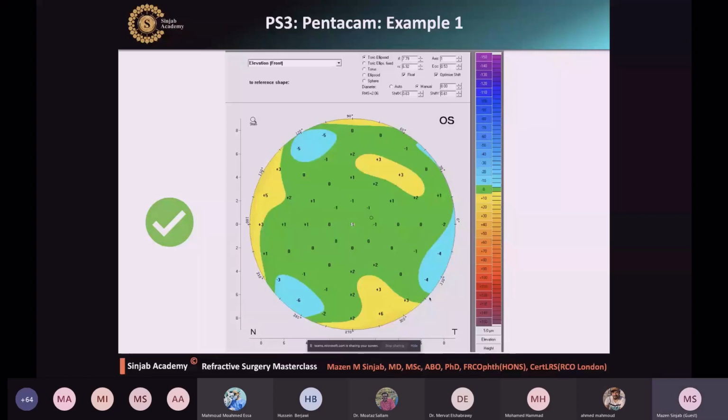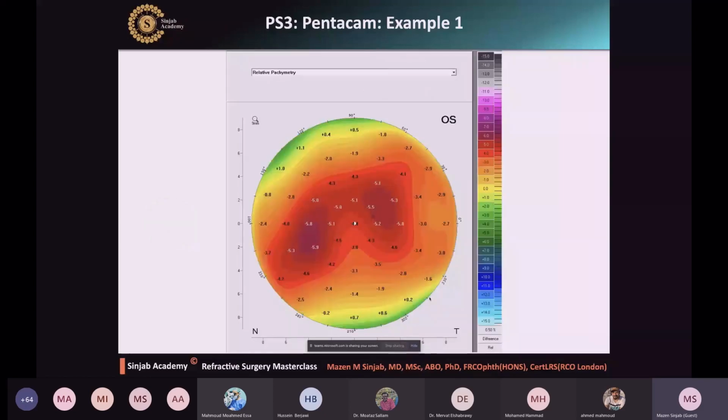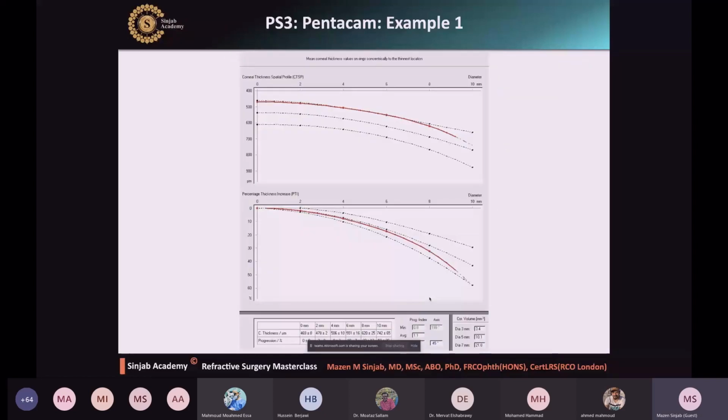And we come to the relative pachymetry map. Don't look at colors, just look at numbers. These are hot colors, but they mean nothing because we can change the colors by changing the scale. So we look at the numbers. All numbers are more than -8 in algebraic, so they are fine. Then this is the left eye spatial profile, it's fine. And for the average, it is 1.1, which is less than 1.2.